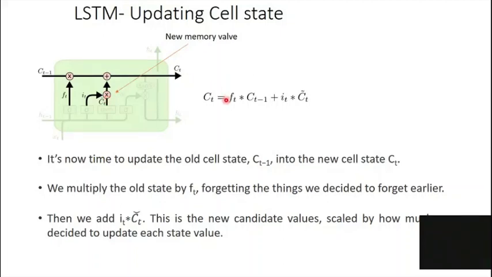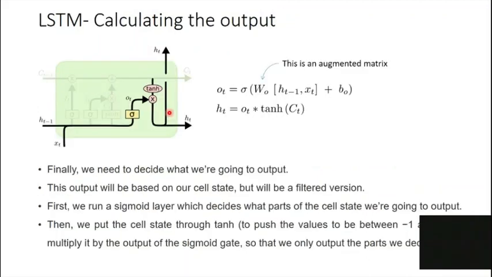So now we have created the new memory. We have also decided what needs to be forgotten. Now what we have to do is find out what the output of the hidden state should be, which should be given to the next cell. So that is the next input. So we will do that with the help of a third gate, which is called the output gate or output valve. And you can see this is how it works.